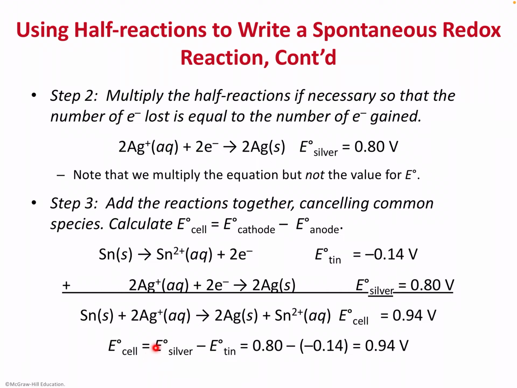Remember, the E naught cell equals E naught cathode minus E naught anode. Cathode is our silver because that's where the reduction takes place, 0.80, minus negative 0.14, which is your anode. So negative will make it positive. 0.8 plus 0.14 is 0.94. So E naught cell is 0.94, which is positive. So now the reaction is spontaneous. Okay.